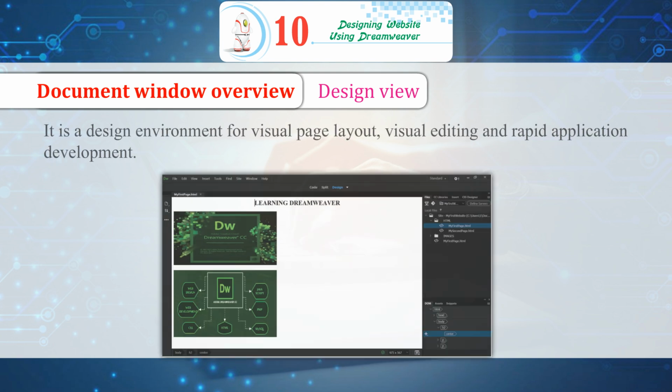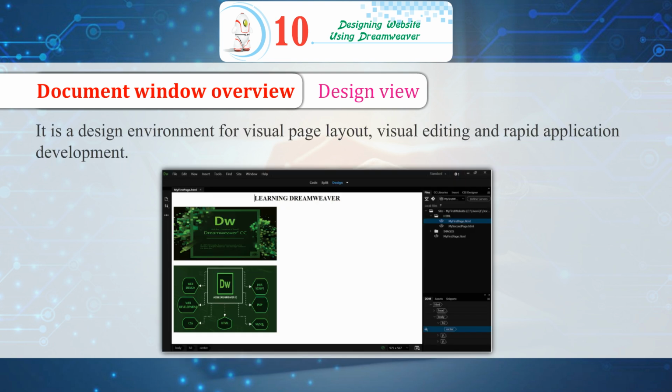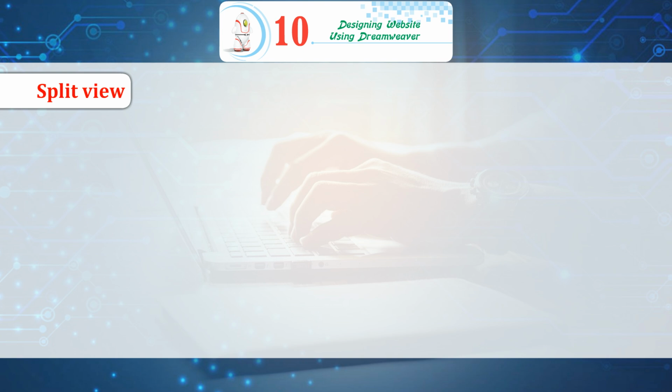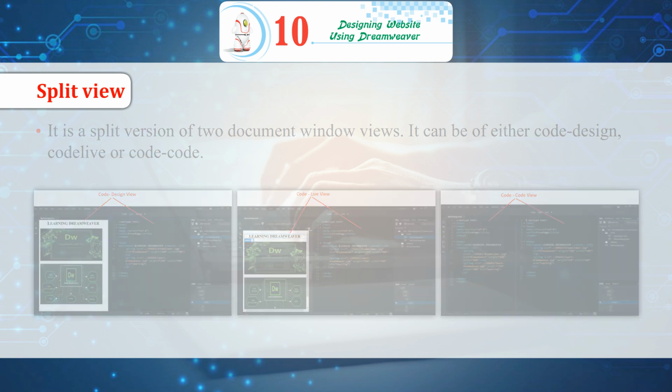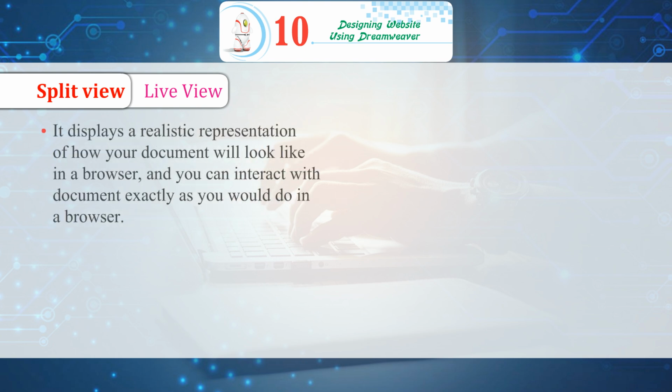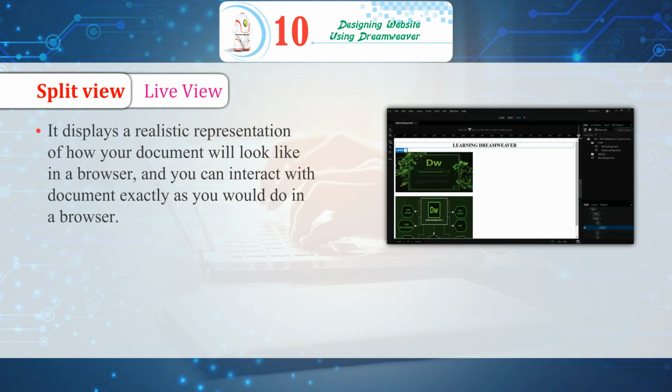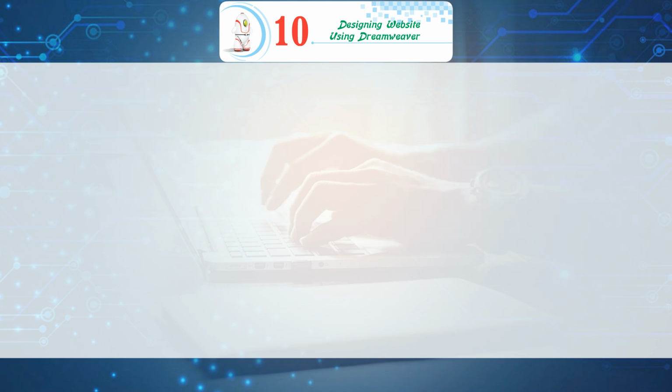Design View. It is a design environment for visual page layout, visual editing, and rapid application development. Split View. It is a split version of 2 document window views. It can be of either Code Design, Code Live, or Code. Live View. It displays a realistic representation of how your document will look like in a browser, and you can interact with the document exactly as you would do in a browser.